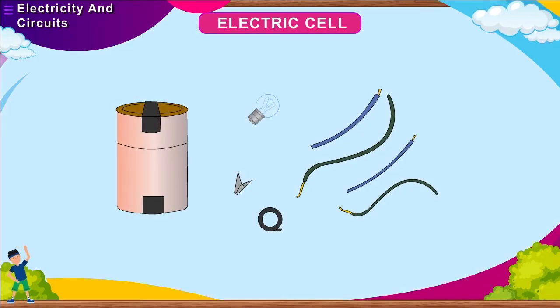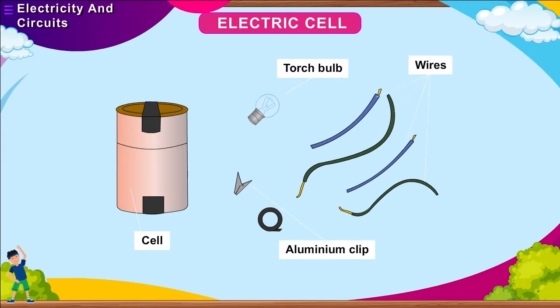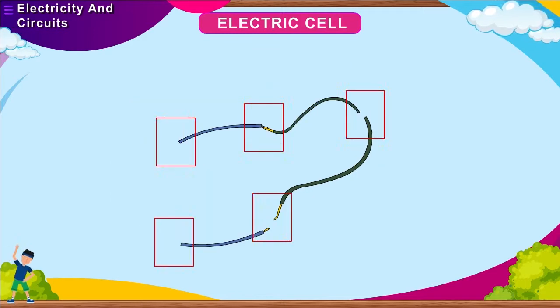Activity: to make a simple torch. Take a torch bulb, an electric cell, an aluminium clip, 4 pieces of electric wires, and electrician's tape. Scrape about 3 to 4 cm of plastic covering from both the ends of each wire, so that metal wires are exposed at the ends.